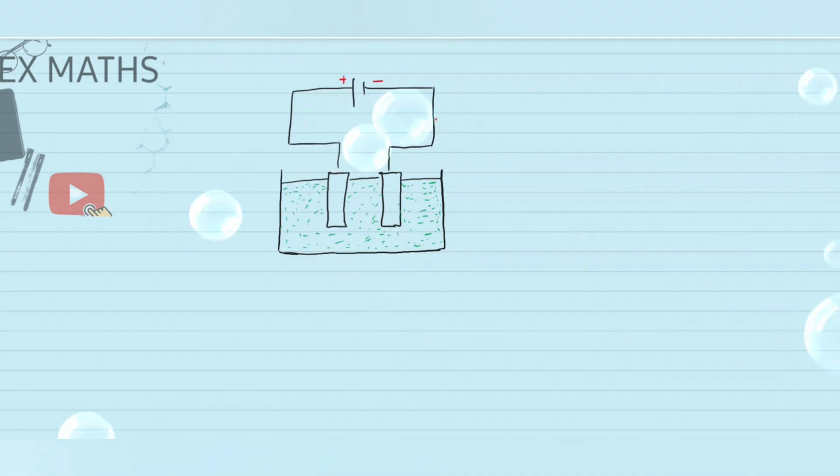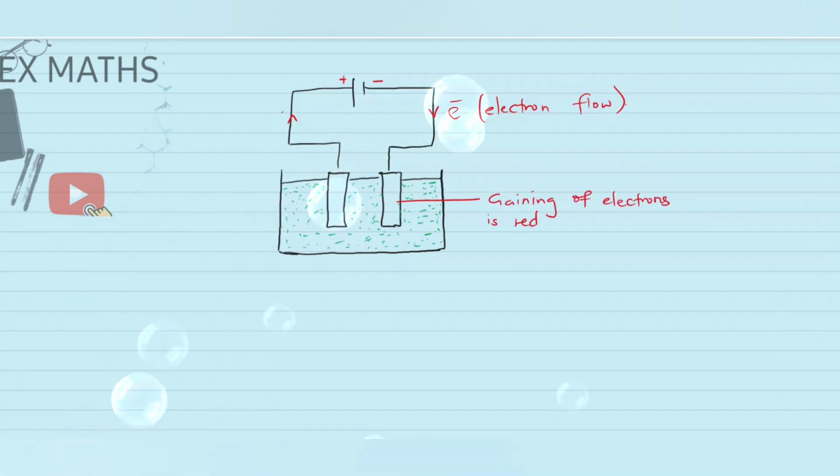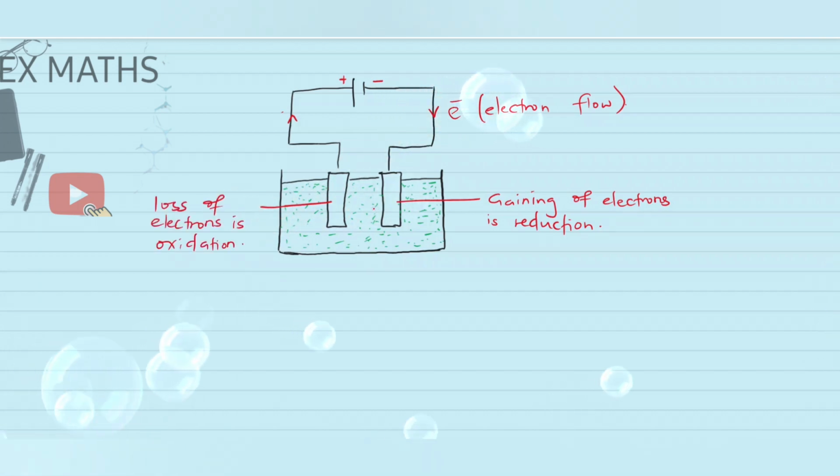The flow of electrons is from negative terminal to the positive terminal. So this is electron flow. Then this one is our negative electrode. So the process which is going to take place there is the reduction, where there is gaining of electrons. The process taking place at the positive electrode is oxidation, where the electrons are being lost. You can see that during this electrolysis process, both the oxidation and reduction are taking place at the same time. Therefore, the electrolysis reaction is regarded as a redox reaction.